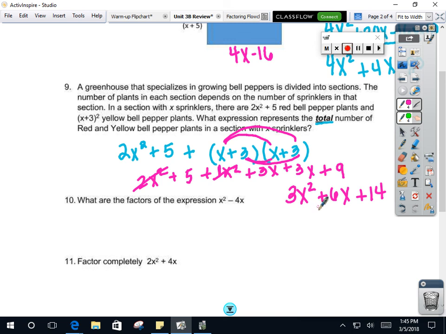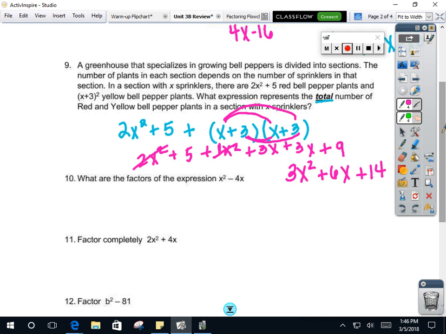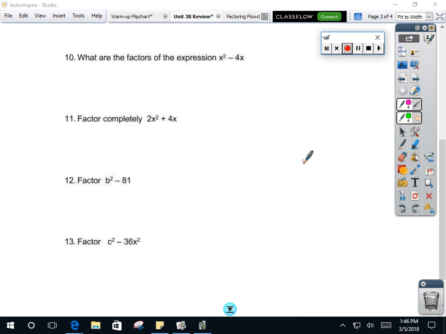All right, so now we have finished multiplying. Now we're moving on to factoring. So I want you to go ahead and get out this flow chart that I gave you last week. Okay, get out this flow chart. So, number 10. What are the factors of the expression x squared minus 4x?